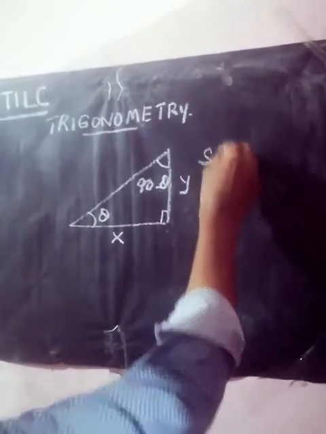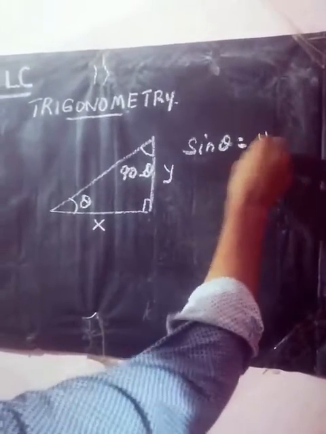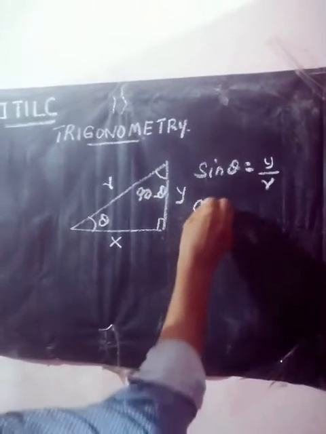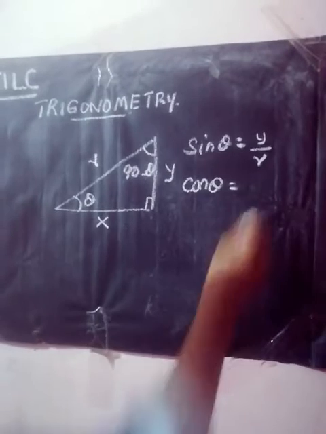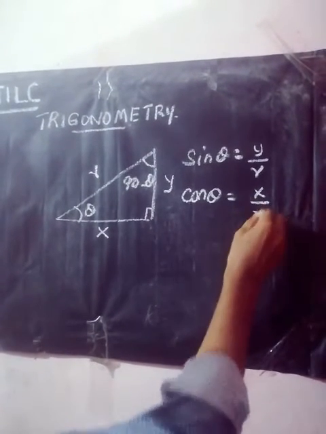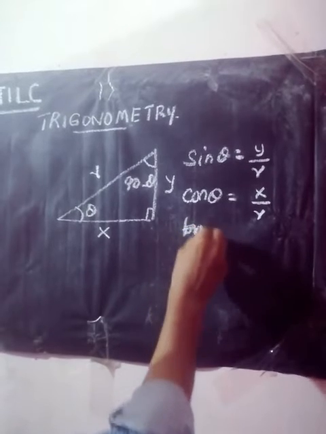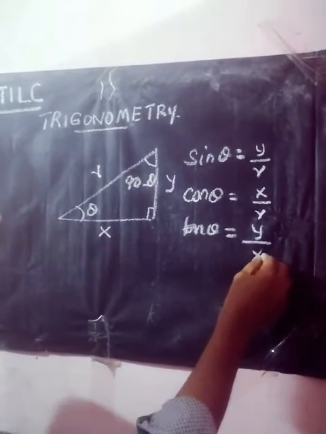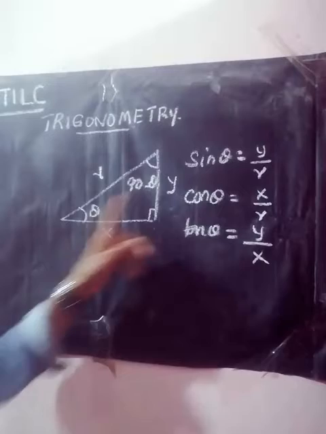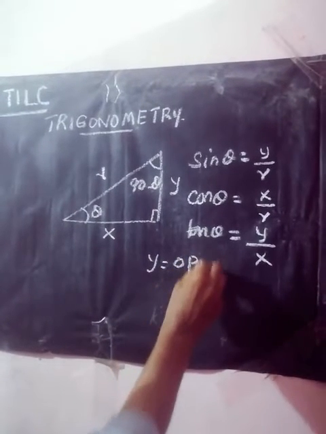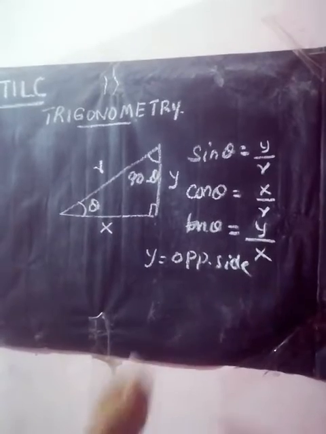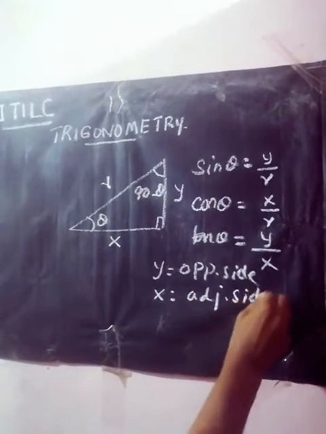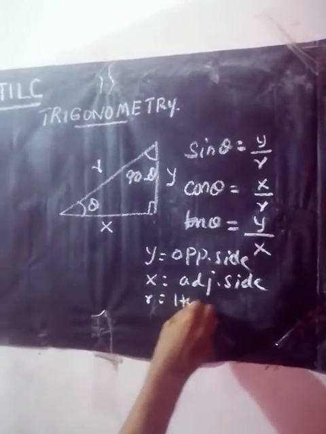Sine theta is equal to opposite divided by hypotenuse side, that is r, the hypotenuse. And cos theta is equal to adjacent side divided by hypotenuse side, and tan theta is equal to opposite side divided by adjacent side. So here, according to theta, y is called the opposite side, x is called the adjacent side, and r is called the hypotenuse side.